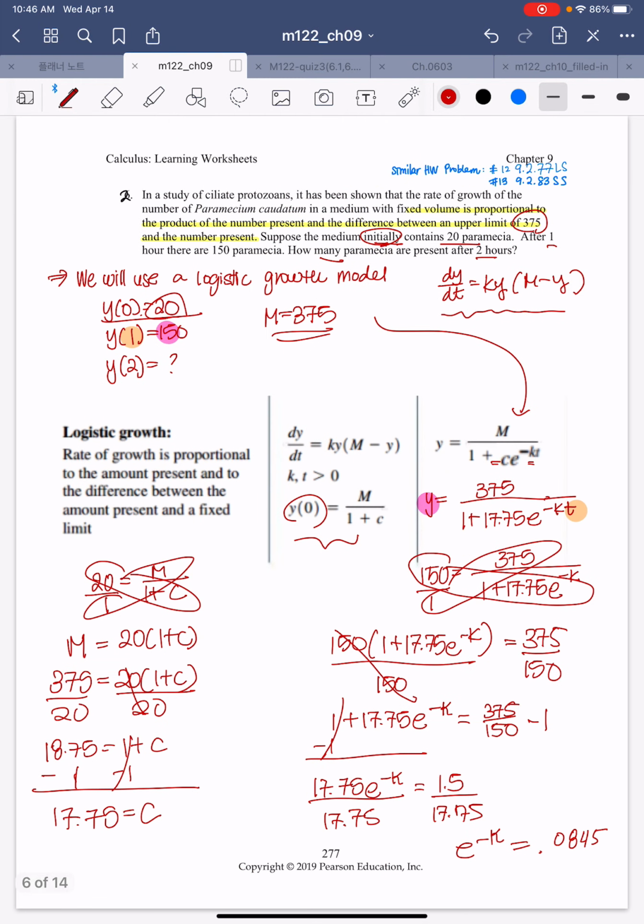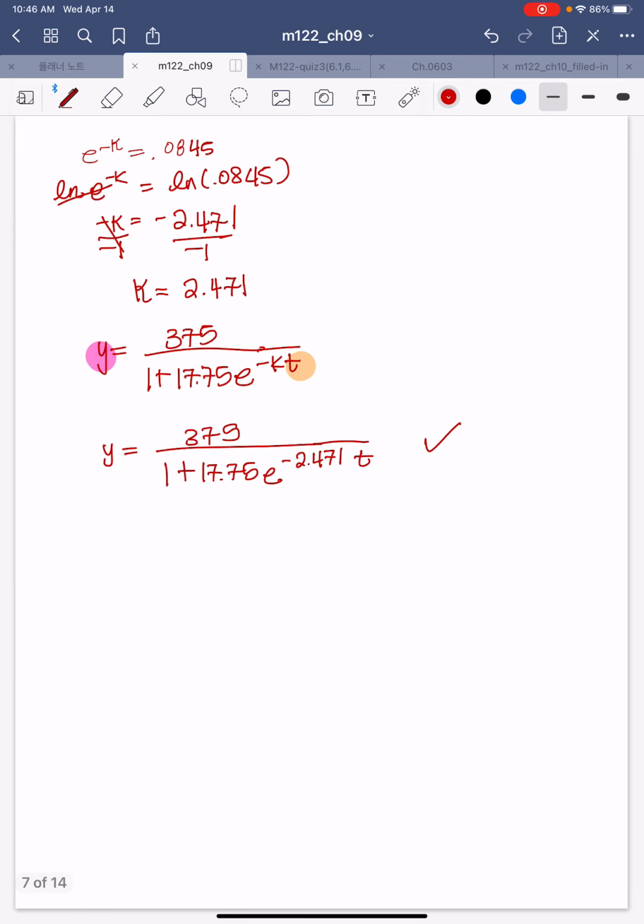So that's good. We solved for y, but our final question is how many after 2 hours. So that's when t equals 2, finding out the y value. So we simply plug it into our equation. So 375 over 1 plus 17.75 e raised to negative 2.471 times 2. So let's use a calculator to get the answer. 1 plus, so I'll do that on the side.